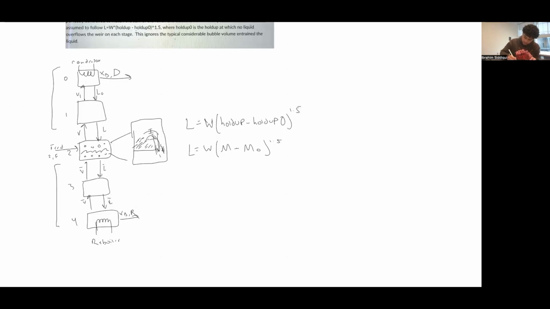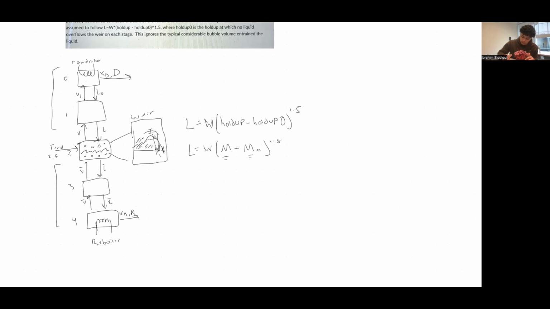Okay, so looking at this stage two, as you can see here, we have our liquid and we have our vapor. Our liquid is going to be contained in this reservoir, as you can call it, and it will describe this weir that we have here, right? So what we want to do now is find a general expression for the molar holdup in each stage. This is our molar holdup that I denoted as M and M naught, and we want to denote this molar holdup in each stage.